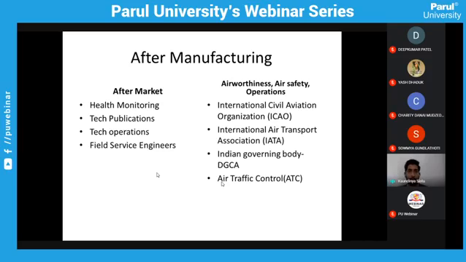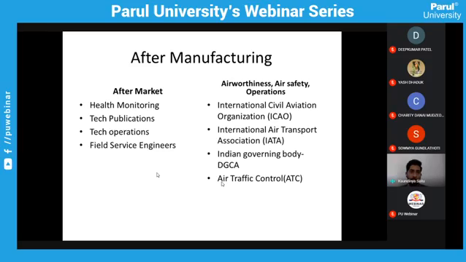Tech publications are these guys who record everything down. Like, what is the engine diameter? I mean, intake diameter. What is its length? Blade angles, NACA series of the blades. Everything will be noted down by them.